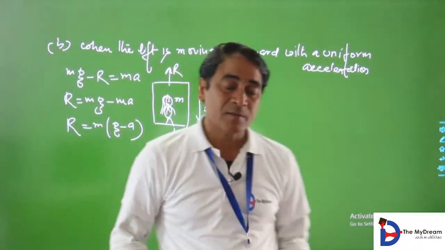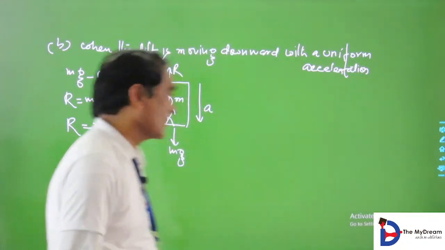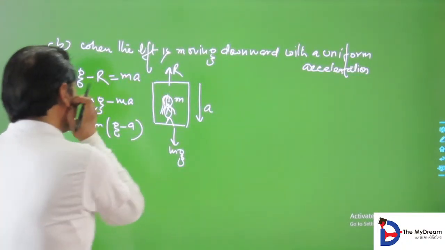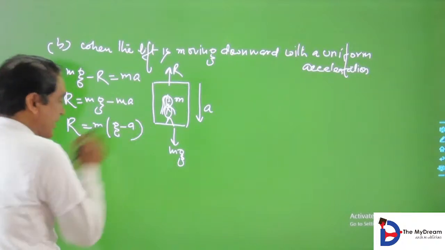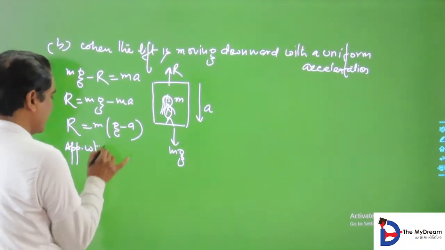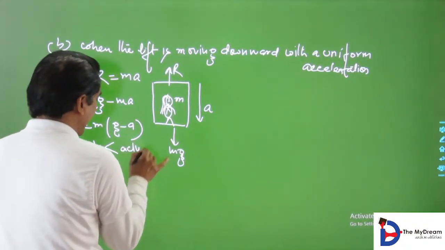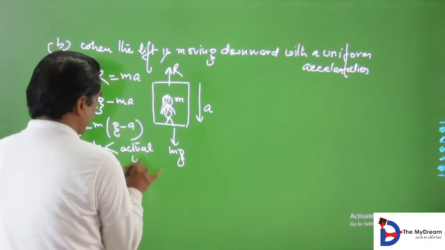In this case, the apparent weight decreases. The actual weight is mg, and this comes out as m into (g minus a). So in this case, the apparent weight decreases, it is less than the actual weight.